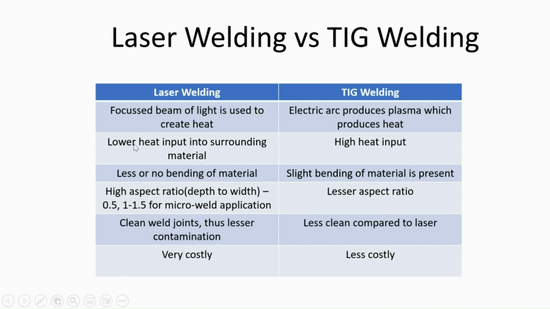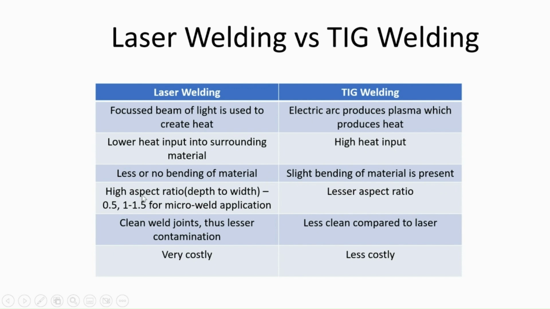One thing you know is that in laser welding, there's a lower heat input into the surrounding material. You want only maximum heat to be at the point where you're welding, right? The outside area should have less heat. So in laser welding, that is there. Because of that, you can see that there is less or no bending of the material in laser welding, but there is bending of material in TIG welding.